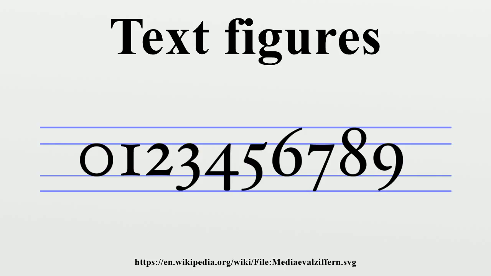In the most common scheme, 0, 1, and 2 are of x-height, having neither ascenders nor descenders. 6 and 8 have ascenders, and 3, 4, 5, 7, and 9 have descenders.